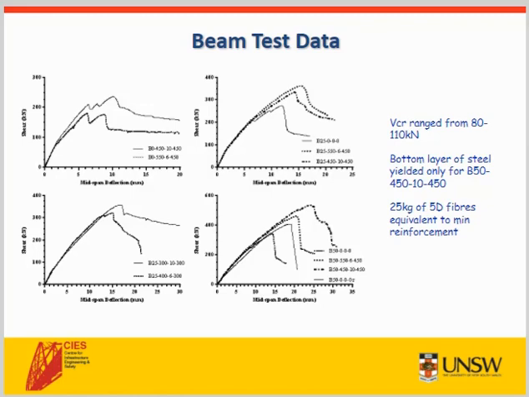If we compare the results of B25000 and B0450-10-450, we would notice that the peak load of the beam with 25 kilograms per meter cubed of 5D fibers only compares reasonably well with the beam reinforced with the minimum required shear reinforcement. However, after peak load, the beam with just fibers shows a significant drop in load, whereas the beam with stirrup shows a relatively long tail. Again, something to consider when designing beams with just fibers.